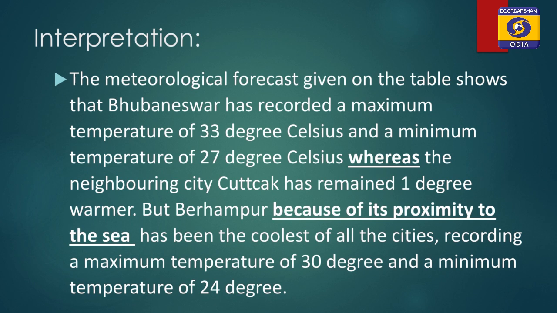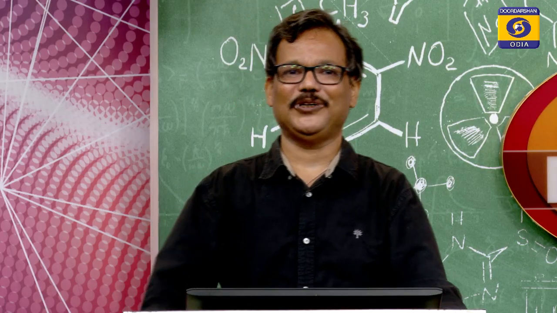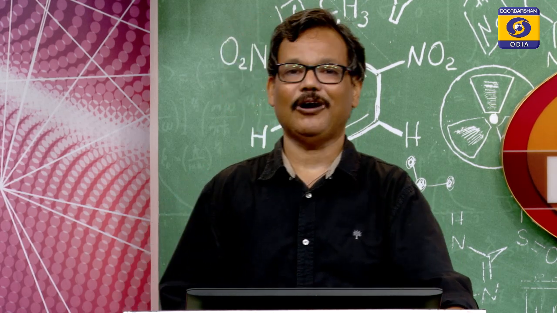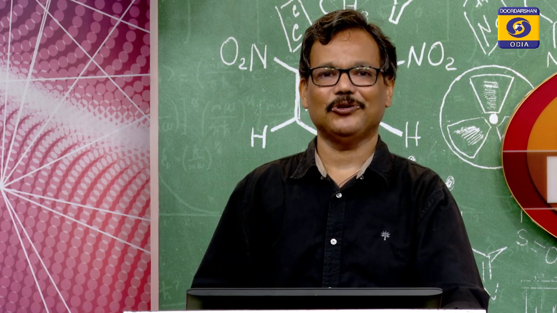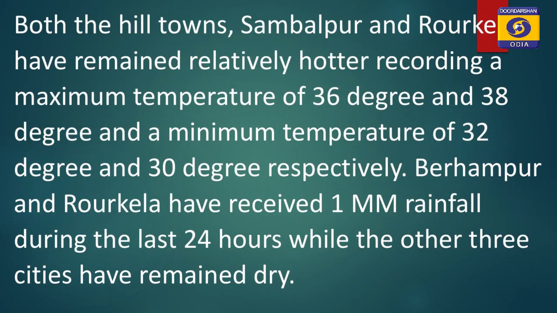This is something extra, I have used my own creativity to make the diagram look logically convincing. Berhampur, because of its proximity to the sea, has been the coolest of all cities, recording a maximum temperature of 30 degree and a minimum temperature of 24 degrees. Then both these hill towns, nowhere in the data has it been written that Sambalpur and Rourkela are hill towns, but since I know these two cities fairly well, that is why I have added this hill town phrase while describing Sambalpur and Rourkela. Then just look at the last sentence.